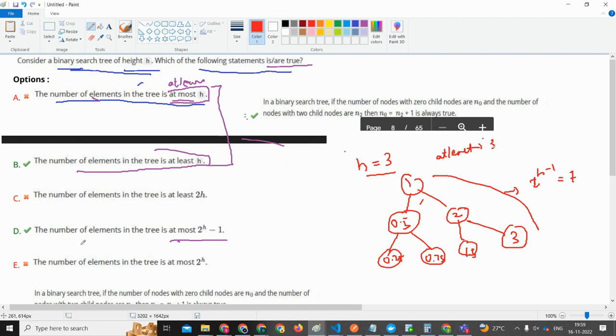So that's all about the first 4 options, or first 5 options, I believe. Number of elements in the tree. That's all. Nothing else is there. Last option. Can you do this, Afnan? You are doing this. Yeah, okay.